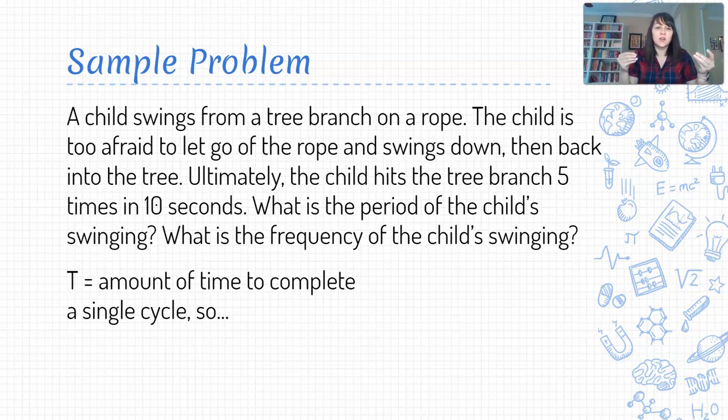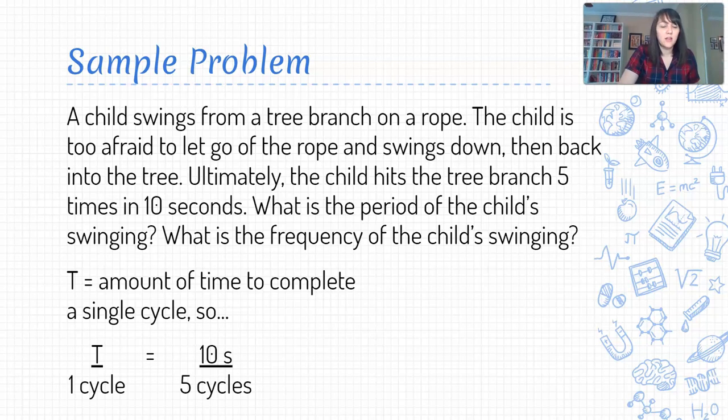So if I consider that in 10 seconds, we had 5 wave cycles, ultimately I can just set up equal proportions to figure out the amount of time it took to do one full wave cycle, right? So the period per one cycle is equal to this 10 seconds over 5 cycles, which means that the period of a single swing is 2 seconds. Total of 2 seconds to go out and back again, all right? So now that we know that the period is 2 seconds, what is the frequency of the child swinging?